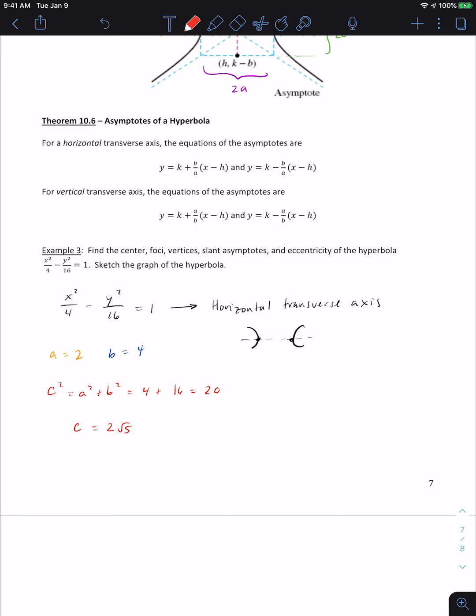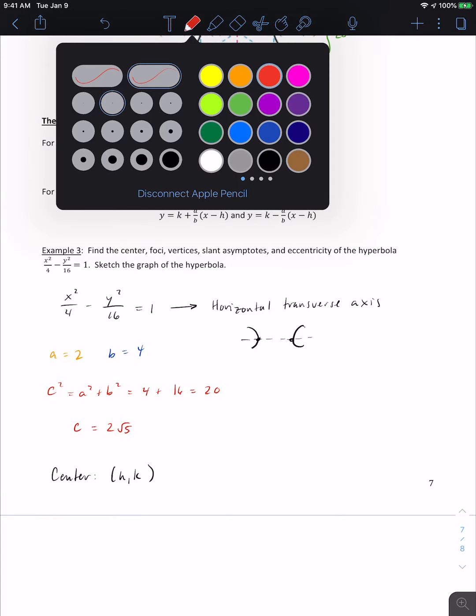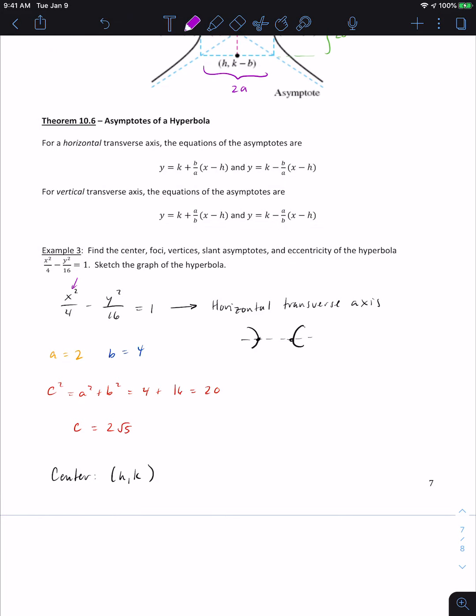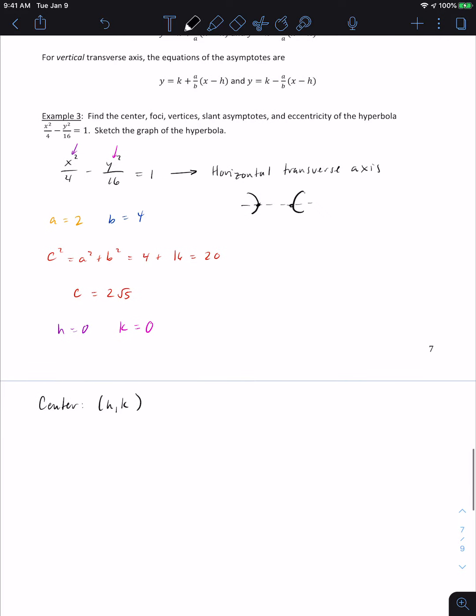So let's find the center, right? My center, we know is always going to be (h, k), and I probably should have written h and k here as well. Remember, h is what I'm subtracting from x. In this case, it's 0. So that means that h is equal to 0 and k is equal to 0, because what am I subtracting from y? I'm subtracting nothing from y, so k equals 0. So my center, which is (h, k), is just (0, 0). So this is centered at the origin.